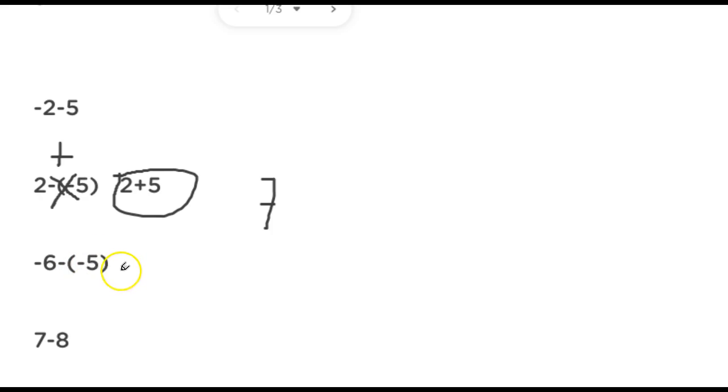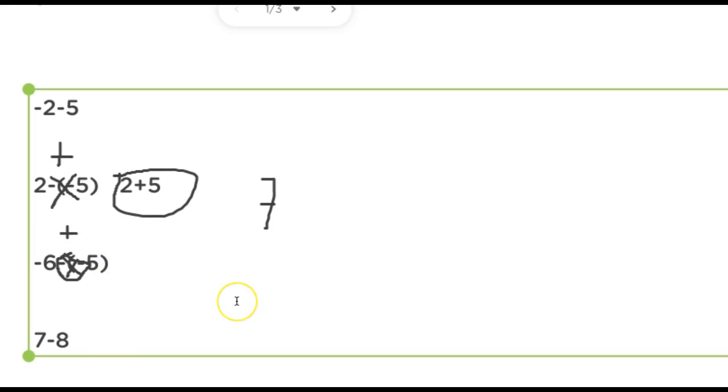Negative 6 minus a negative 5. Remember, anytime those two are together, it looks like a little person, that crosses out and becomes a plus sign. So really, what we're looking at is a negative 6 plus 5. Okay? Negative 6 plus 5.